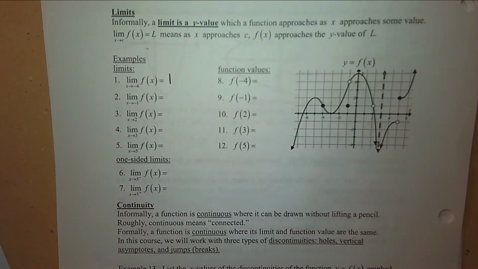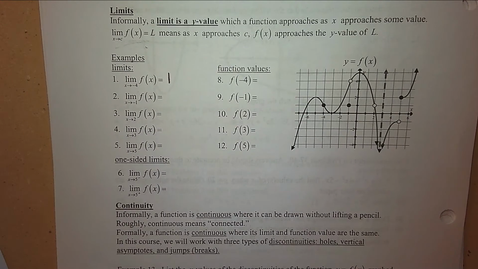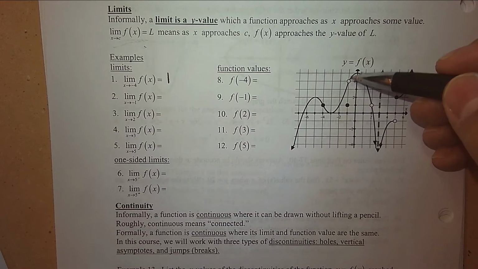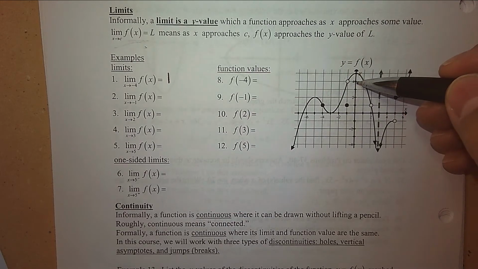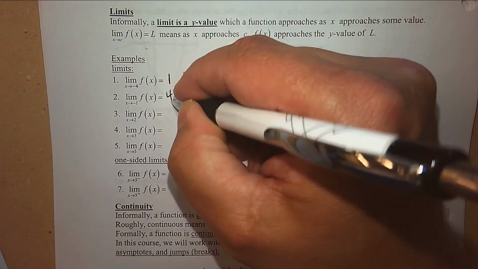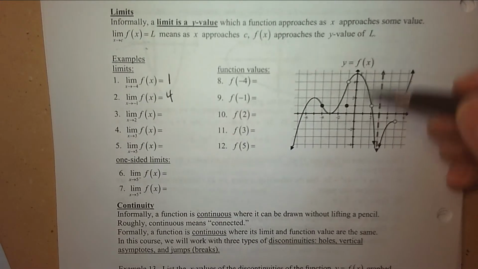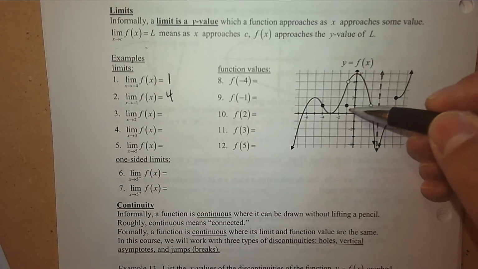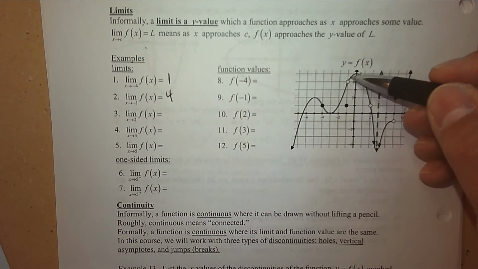Number 2, the limit as x approaches -1. Can you see where -1 is? Go from the left and from the right. Does it agree what the y coordinate is? Yes. Do you recognize that the actual value of the function is way down here, at +1? But it doesn't matter what it is when you get there. It's what it's approaching that matters.